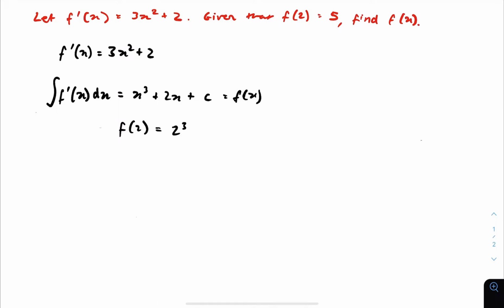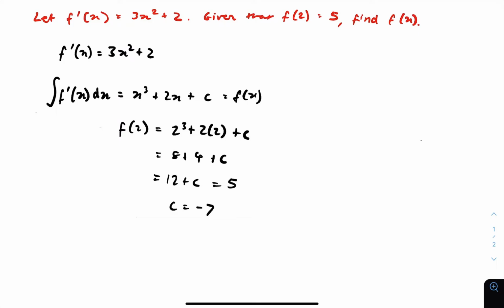If we have f of 2, we get 2 cubed plus 2 times 2 plus c, which is equal to 8 plus 4 plus c, which is equal to 12 plus c. And we know that this is also equal to 5. So c is equal to 5 minus 12, which is negative 7. Therefore, our function is x cubed plus 2x minus 7.